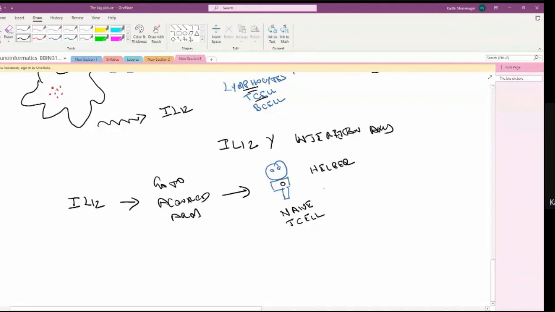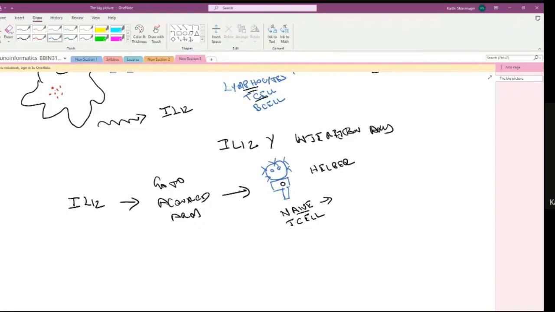The literal meaning of naive is that it is not matured, or it is not yet subjected to the situation, and it is present in the lymph node. A simple way to understand this is that it doesn't have any idea what its job is within the body. It is not matured and does not know its real function. But interestingly, this naive T0 helper cell has many receptors on it.